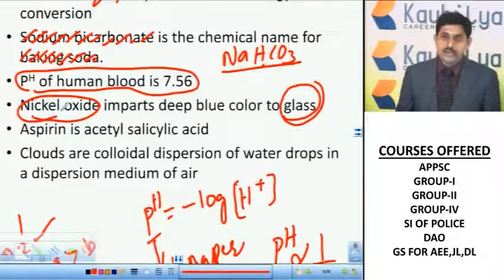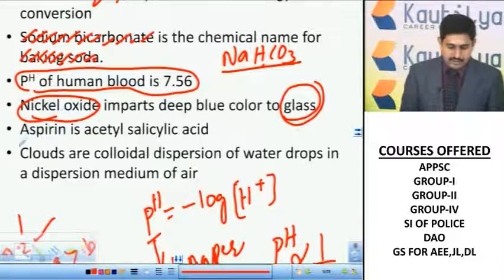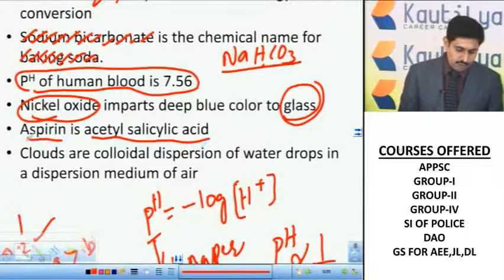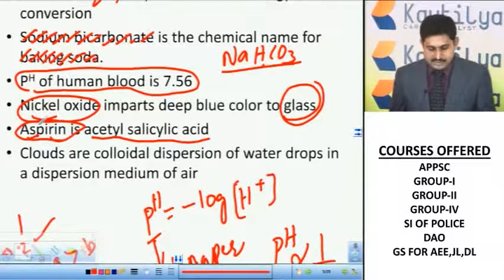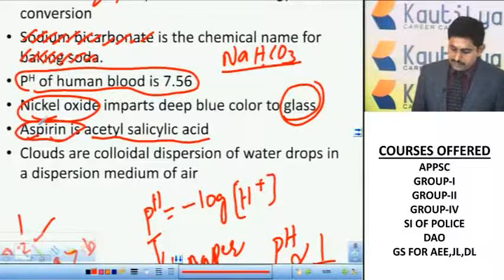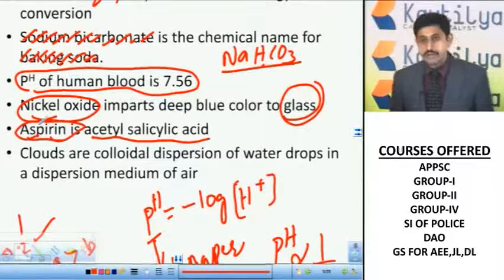Aspirin: the chemical name of aspirin is acetyl salicylic acid. Acetyl salicylic acid is called aspirin. It is asked many times: what is the chemical name of aspirin? It is acetyl salicylic acid, right? Next, clouds are a colloidal dispersion of water drops in a dispersion medium of air.